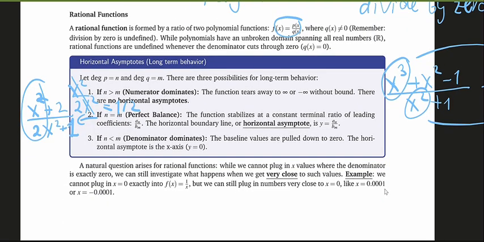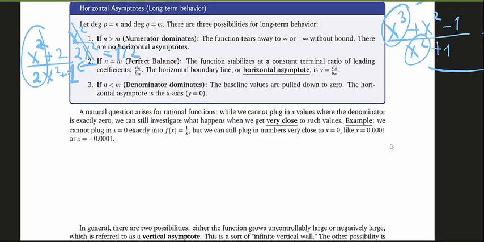Okay? And what happens if the denominator dominates? For instance, let me give you a little example. What happens if, for instance, I have x plus 1 divided by x squared plus 1? Well, I'm going to take this guy divided by this guy. x divided by x squared. Kill these, and you're left with 1 over x.